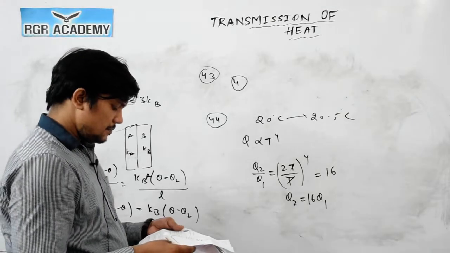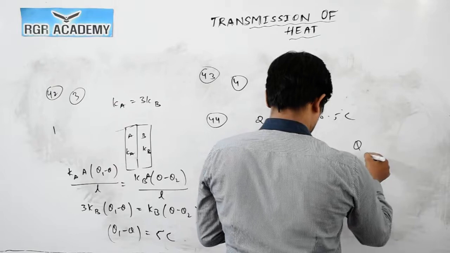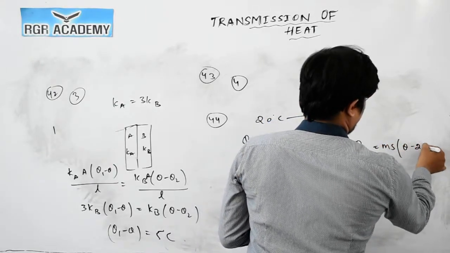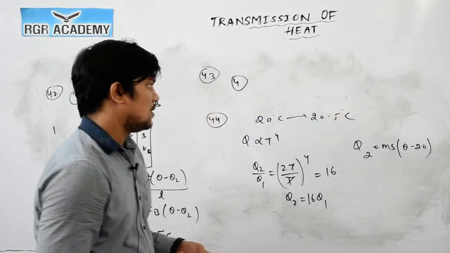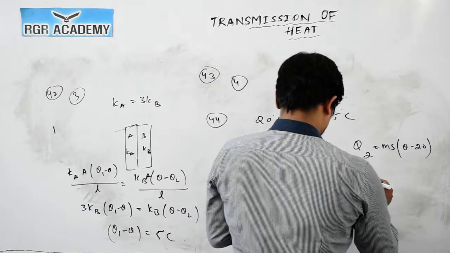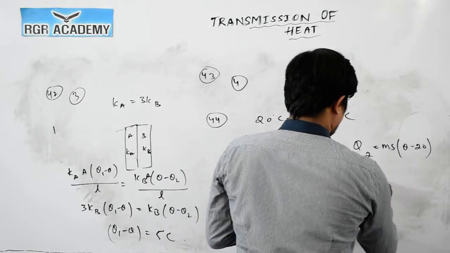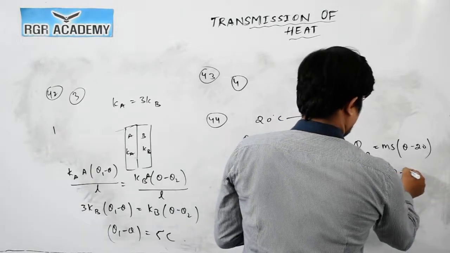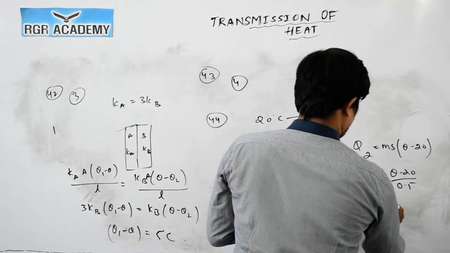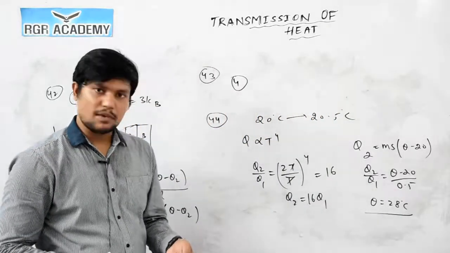Now we can compare this with Q2 equals m s times (theta minus 20), the change in temperature, where s is the specific heat. So Q2 by Q1 equals (theta minus 20) divided by 0.5. So theta will be equal to 28 degrees Celsius. So the answer is 28 degrees Celsius, and option number 1 will match.